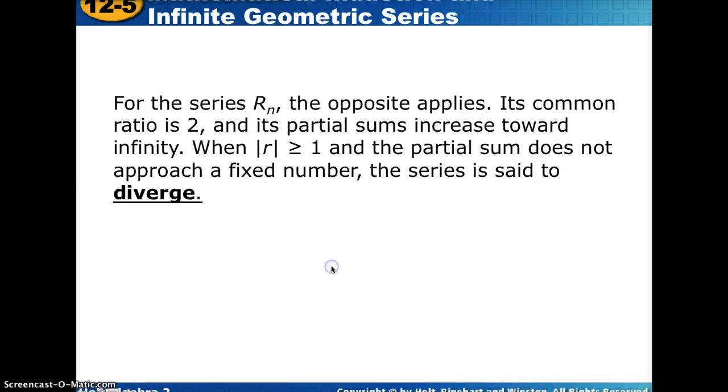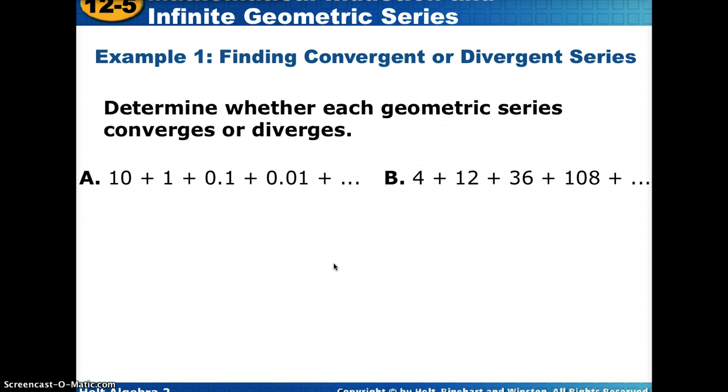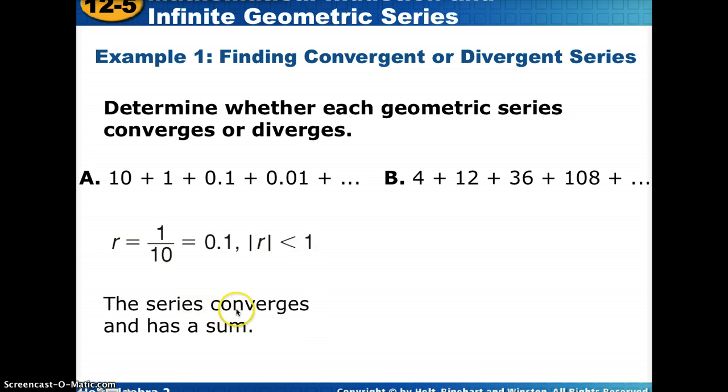This all has to do with the common ratio. So let's try this again with a brand new problem. The first number is 10, the second number is 1. When you divide these, there's a pattern: 1 divided by 10 is 1/10. That's R, and that R is less than 1. If R is less than 1, we say this series converges on a certain sum.